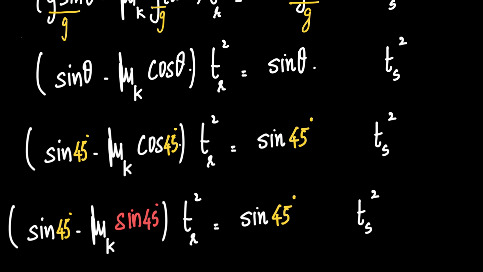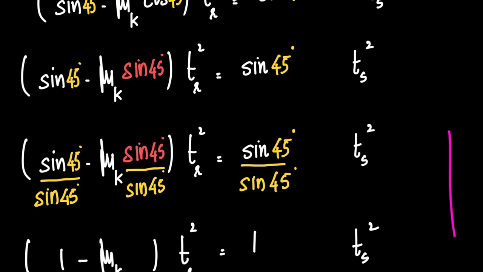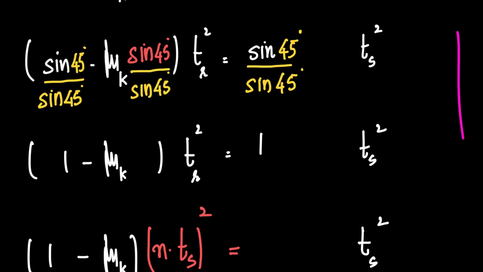Now what's the value of theta? Theta is 45, so it is sine 45. Cos theta is cos 45. Sine theta is sine 45. Now, since it is 45, we know that if theta is equal to 45, sine theta is equal to cos theta, right? So instead of cos 45, I can write sine 45 here. And after writing the same equation, I'll divide this complete equation by sine 45. Now sine 45 by sine 45 is 1. So what we have is 1 minus mu k into tr square is equal to ts square.